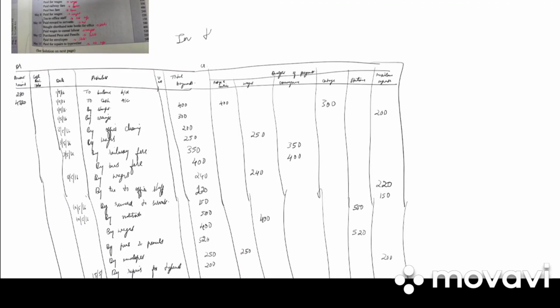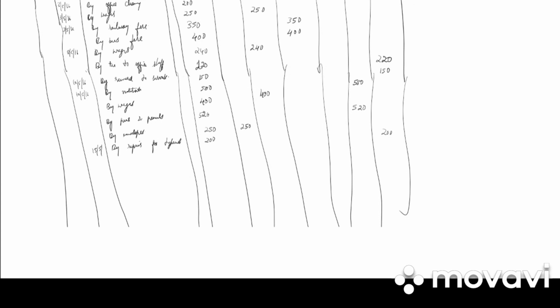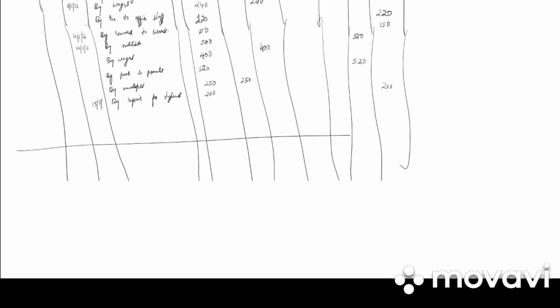What is the heading of this? In the books of Prem Sagar, petty cash book. After we have done this, the next step is to write the total payments. What are the total payments? 4,460.